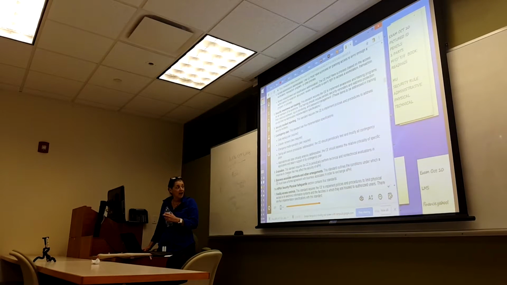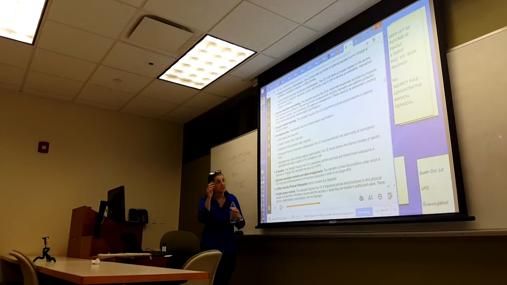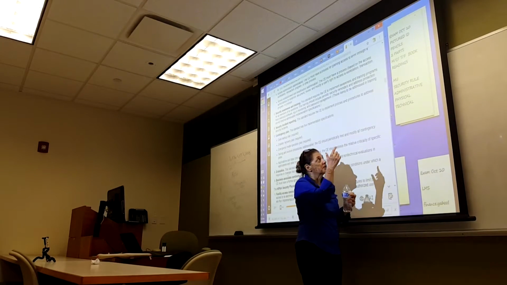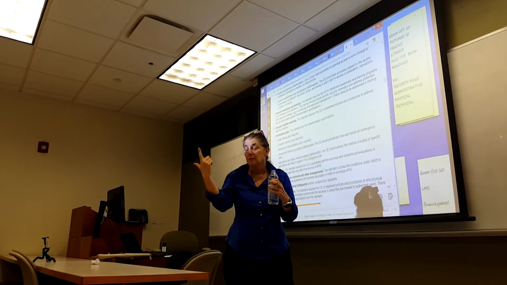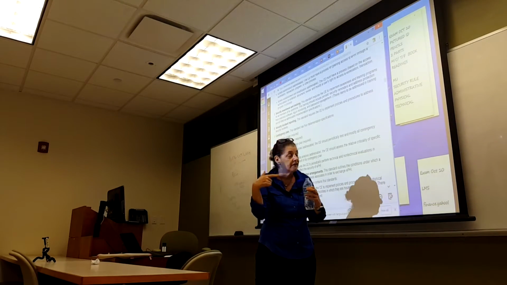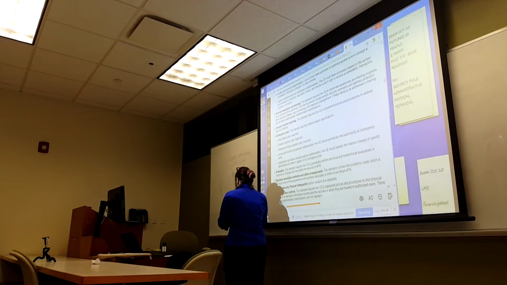And then, what you need to know, I've put this in terms of the security rule. You can put this in your notes here: there's administrative, physical, and technical controls.